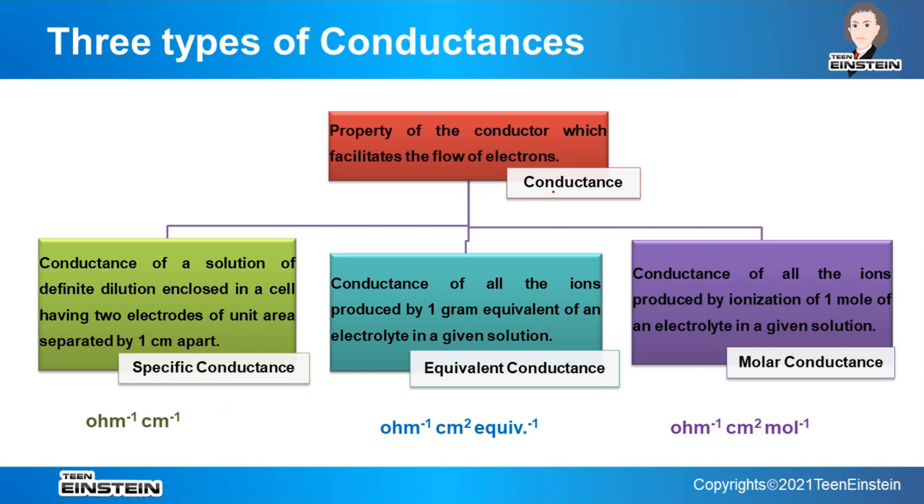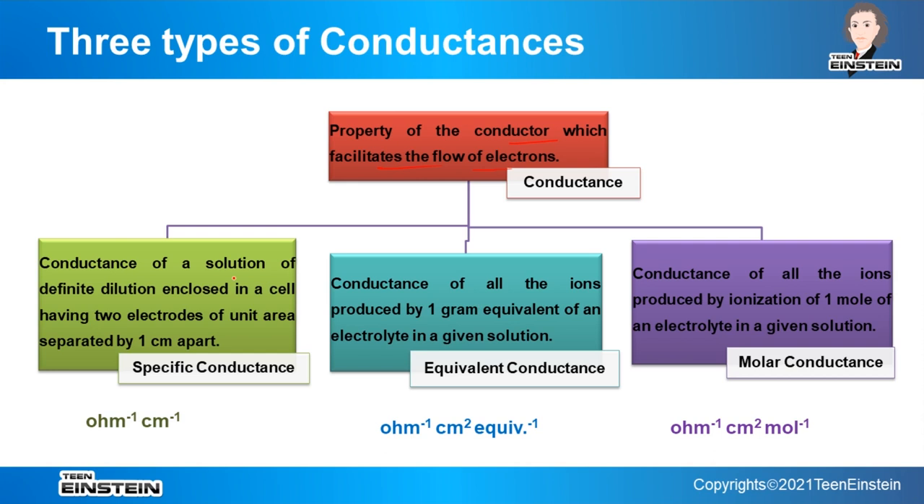In general, when we say conductance, it is the property of the conductor which facilitates the flow of electrons. So this is a property or capacity of the flow of electrons. The higher the capacity, the higher will be the conductance. But there are 3 types of conductance.